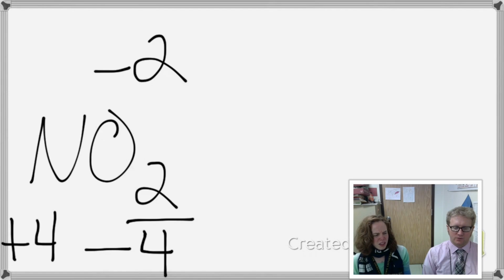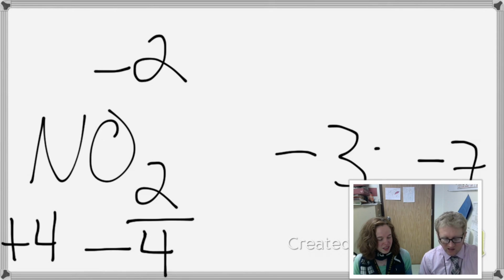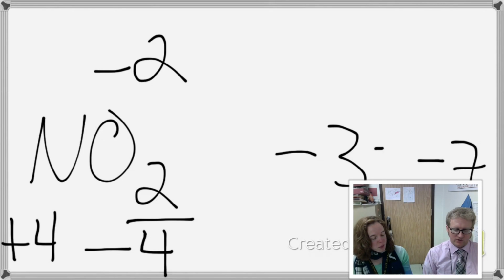Because if we tried to have a negative 3 there, then our total oxidation number would be negative 7, and bad things would happen. So we've got to make sure our total is 0, even if it makes our oxidation number something kind of wonky. Nitrogen especially is bad about that. Nitrogen can be a little bit of everything. Just go with the math.